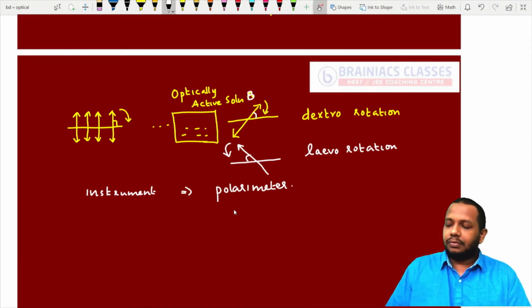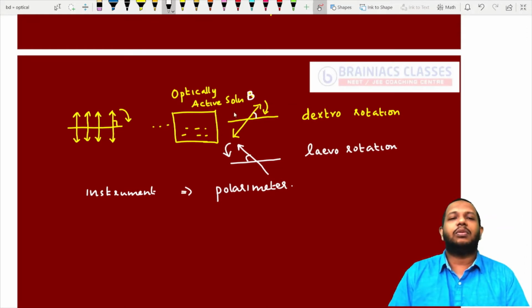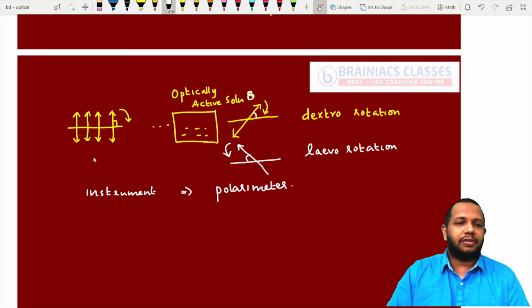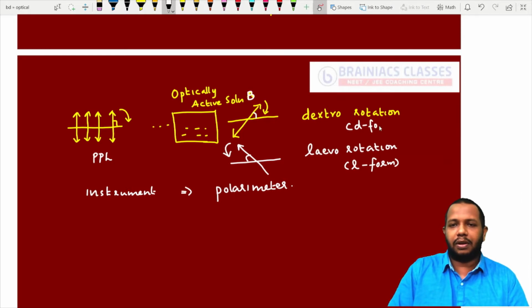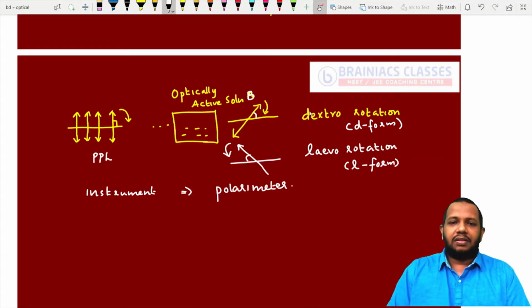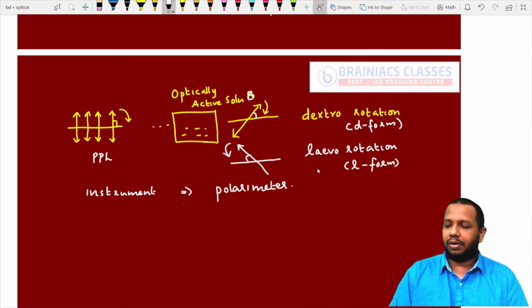Clear? Now if the optically active compound rotates the plane polarized light towards the right, we say it is dextrorotatory. If the optically active solution turns the plane polarized light towards the left, we say it is levorotatory. This is called the L form and this is called the D form. I hope this is clear. These plus and minus form isomers of a compound are called optical isomers, and this phenomenon is termed optical isomerism.